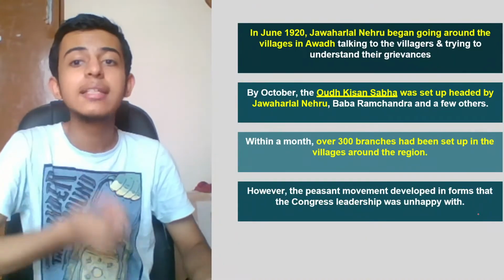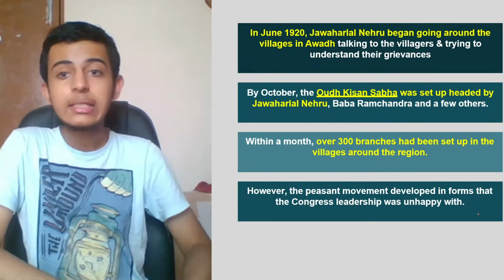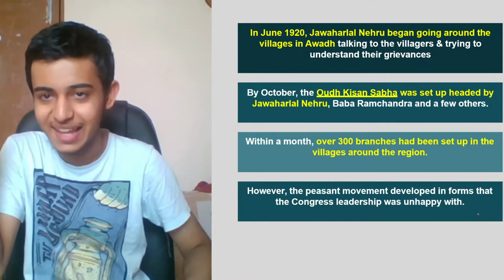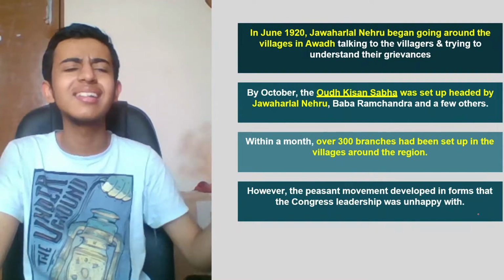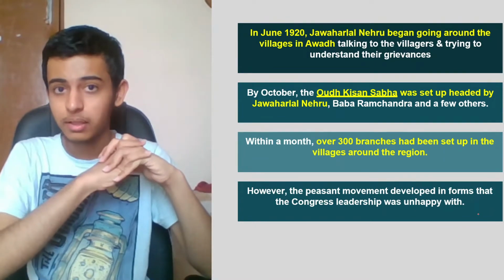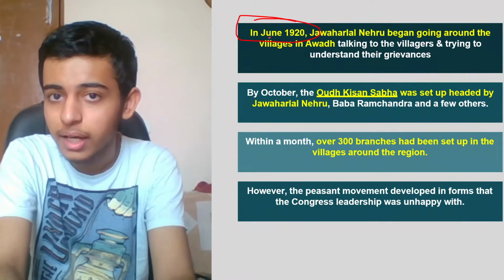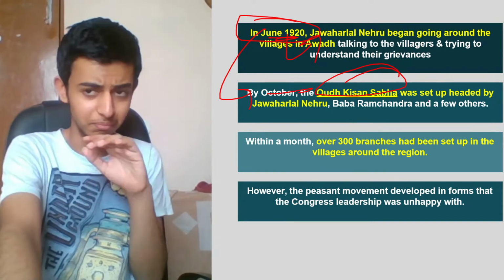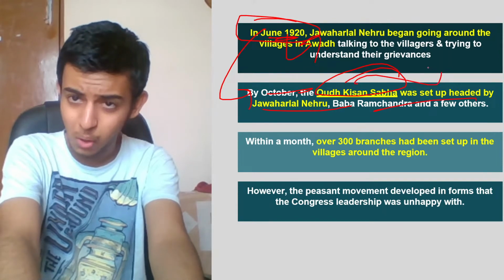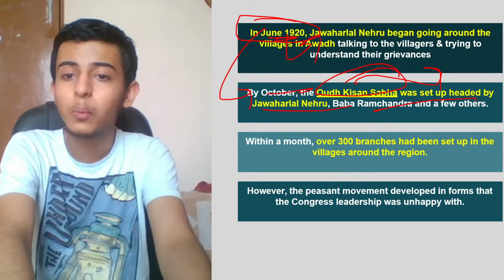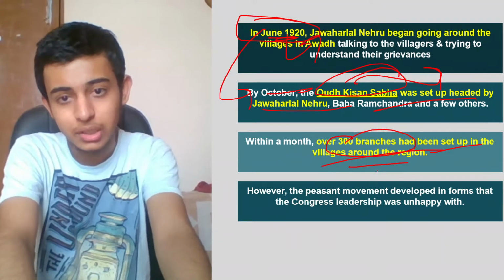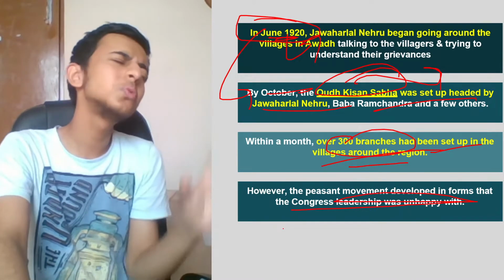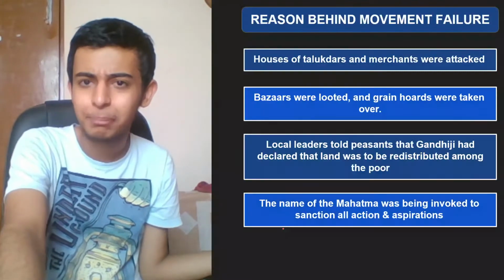In June 1920, Jawaharlal Nehru began going around the villages in Awadh, talking to the villagers and trying to understand their grievances. By October, the Oudh Kisan Sabha was set up, headed by Jawaharlal Nehru, Baba Ramchandra, and a few others. It was for the poor peasants. Within a month, over 300 branches had been set up in the villages around the region. However, the peasant movement developed in forms that the Congress leadership was unhappy with.